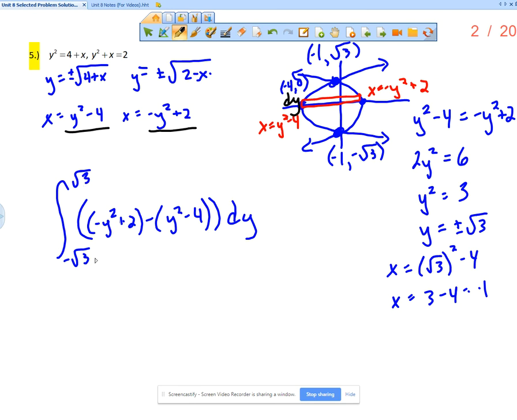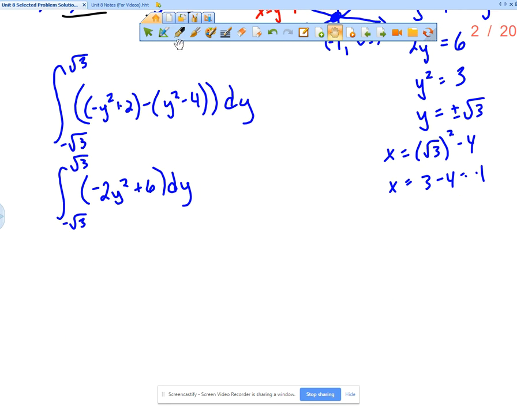All right. So now let's simplify before we try to integrate. Why would I want to simplify? Well, because I have a negative y squared and I have a minus y squared. So together we get negative 2y squared, right? And then I have a plus 2 minus a negative 4, so I get a plus 6 dy. All right, so now it's going to be a little bit easier to integrate there.